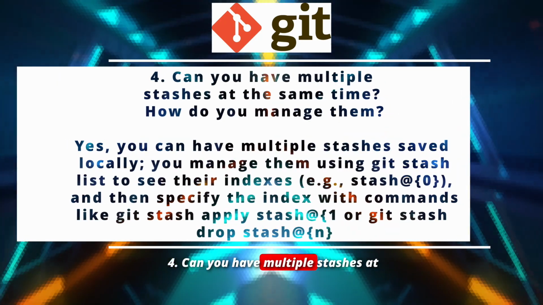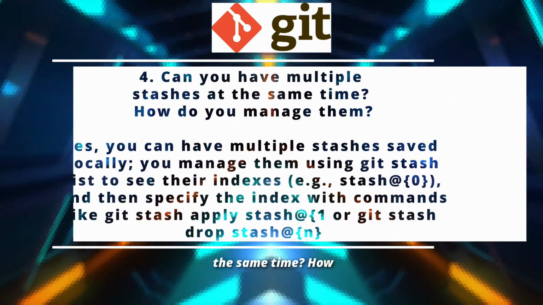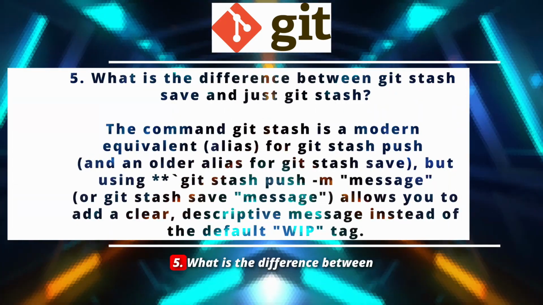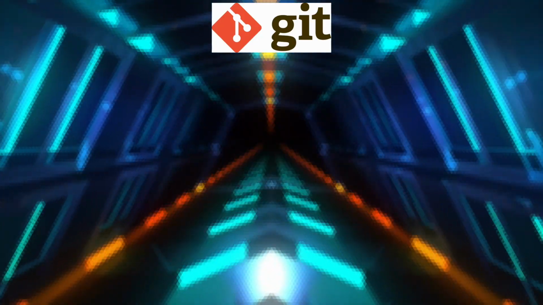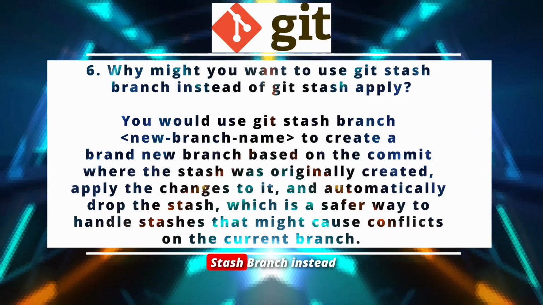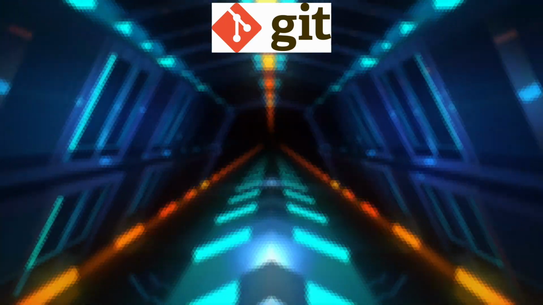4. Can you have multiple stashes at the same time? How do you manage them? 5. What is the difference between Git stash save and just Git stash? 6. Why might you want to use Git stash branch instead of Git stash apply?